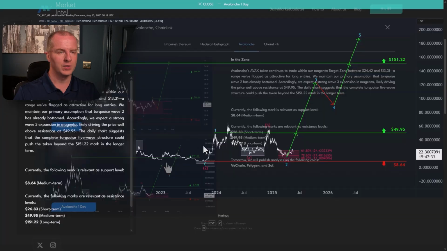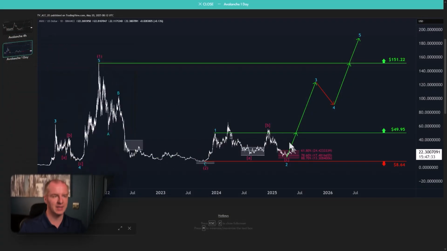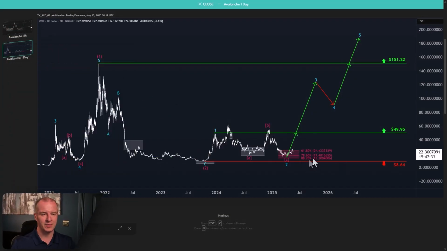Now, what we want to do, we'll take a look at the bigger picture here first. Important to understand that there is this trading area here between $13.30 and $24.40 roughly. We have key support below at around $8.60. The $50 mark is an important breakout point, and then overall larger degree resistance is at $150. So these are the levels that are really relevant on the larger time frame.